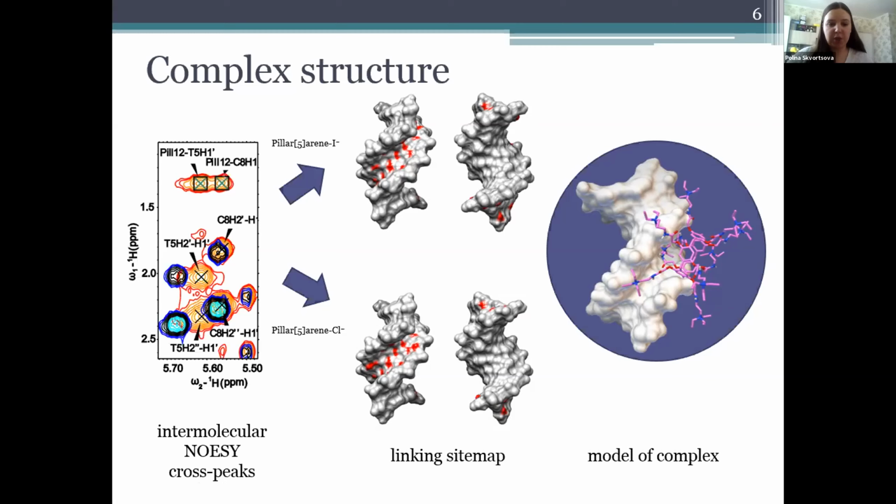Based on the obtained data, maps of the binding sites were constructed for pyrrolurine iodide and pyrrolurine chloride. The binding sites are similar for pyrrolurines with both counter ions, and the interaction occurs along the minor groove of the DNA nucleotide. Also, based on the experimental data, a model of the pyrrolurine complexes with DNA was built in the AutoDock program.